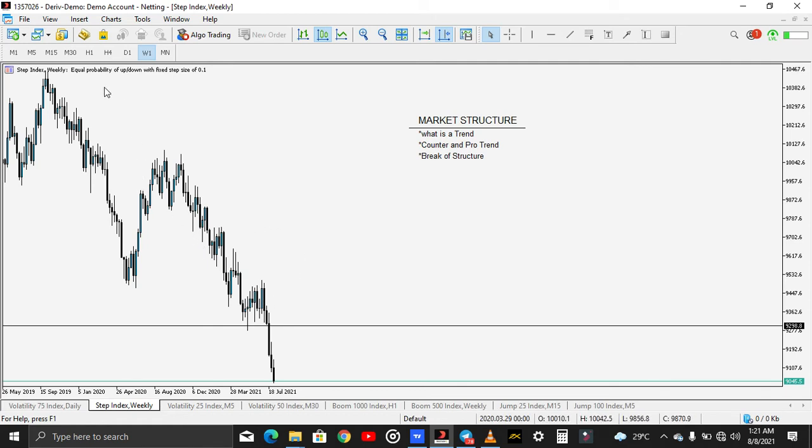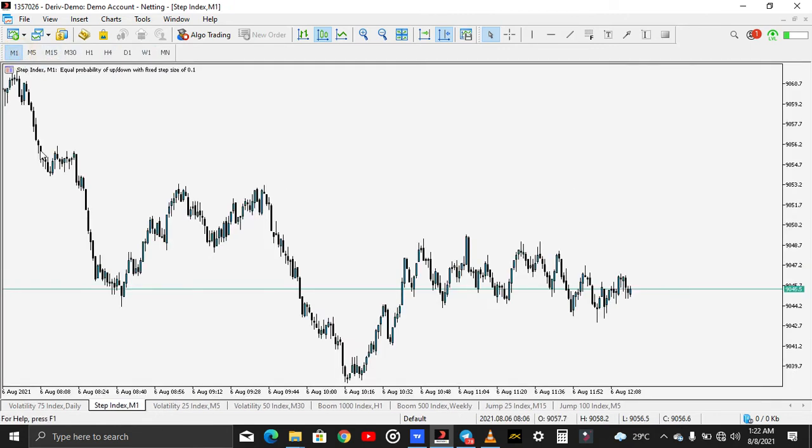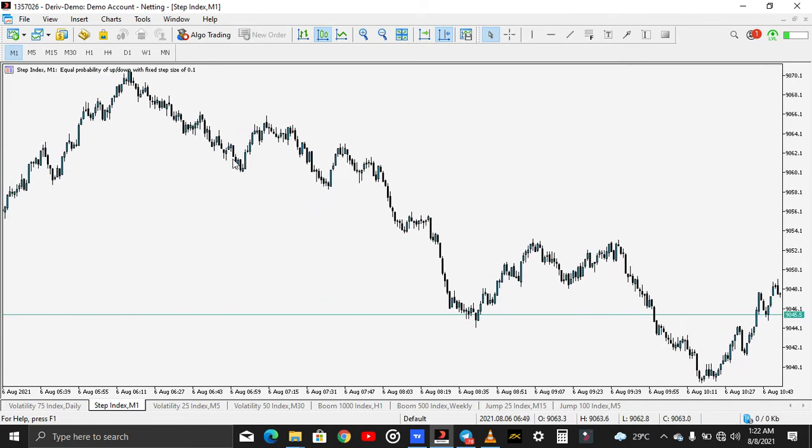Now this same ideology happens in all time frames, the weekly time frame, the monthly time frame, the daily time frame, and even in smaller time frames. If you go to the 1 minute time frame, you can see that there's a pro trend and there's a counter trend.